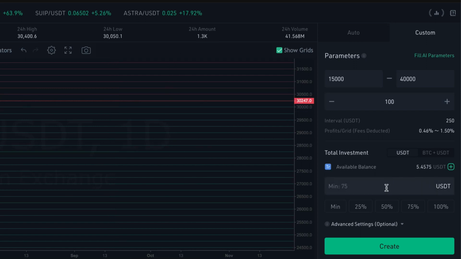Down here, then, you can select the maximum that you would like to invest, or the total that you would like to invest into this one trading bot. The minimum is $75. You can put in as much or as little as $75 as you would like.